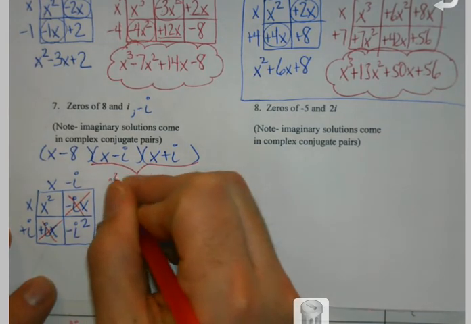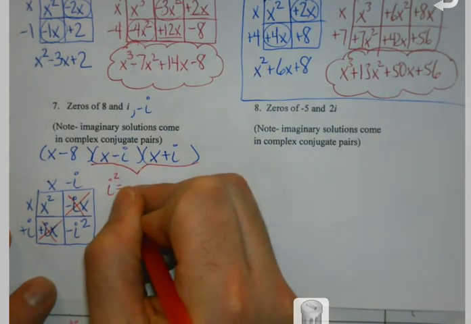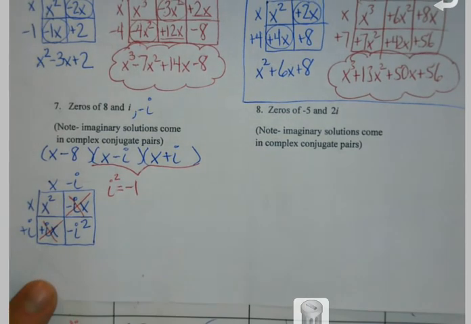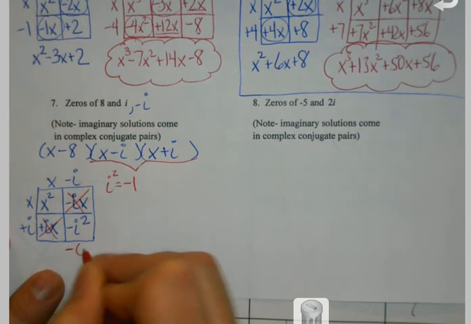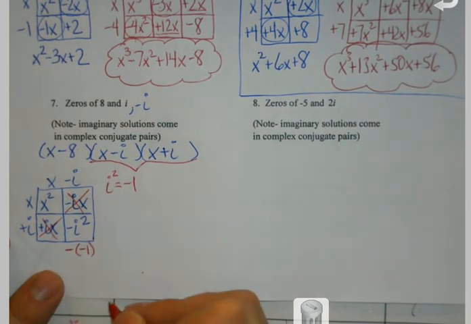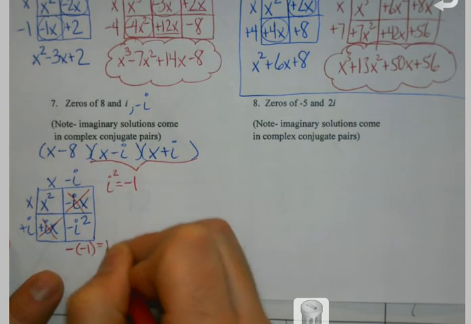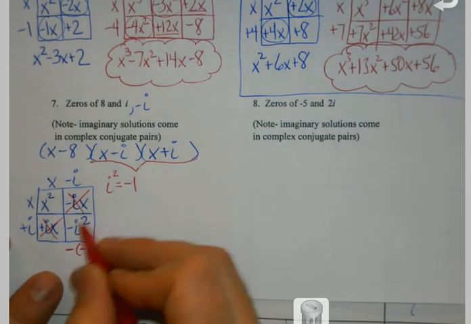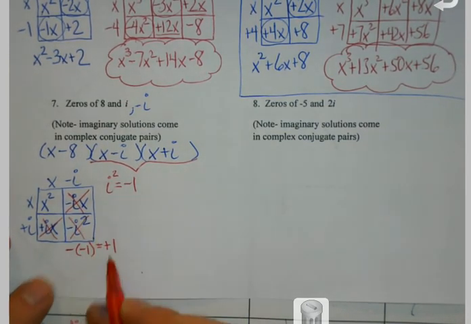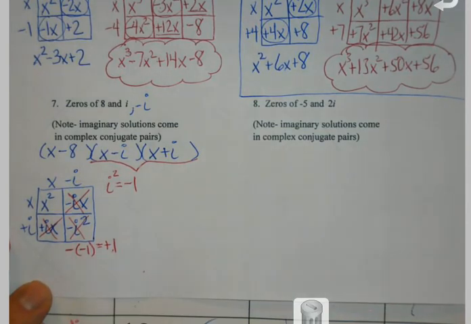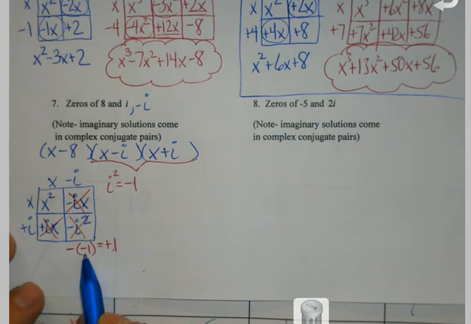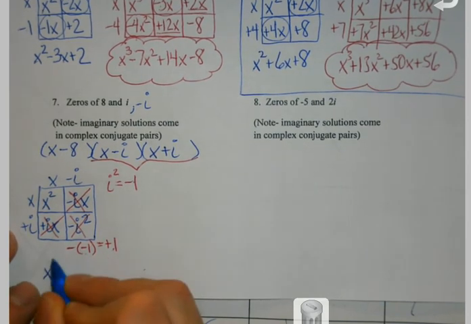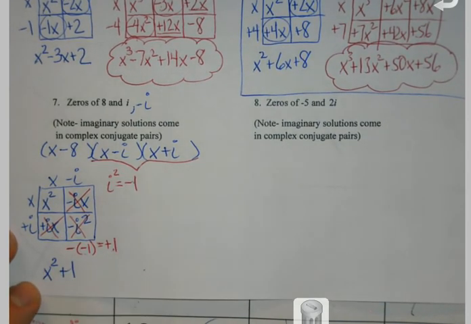Negative 1. So remember, if i squared is negative 1, negative i squared is really negative negative 1, but we don't talk that way, which equals positive 1, okay? So this has become positive 1 because I substituted the negative 1 in for the i squared, just like what we did here. So this is really x squared plus 1.